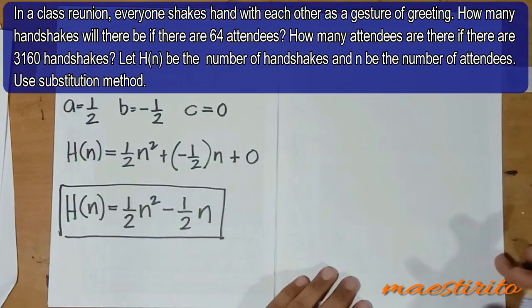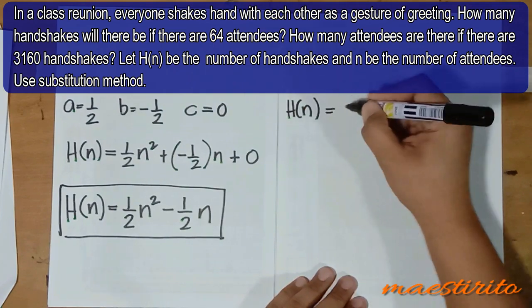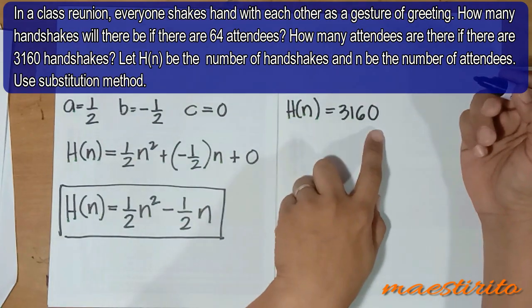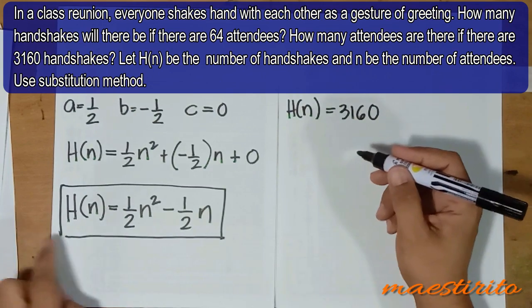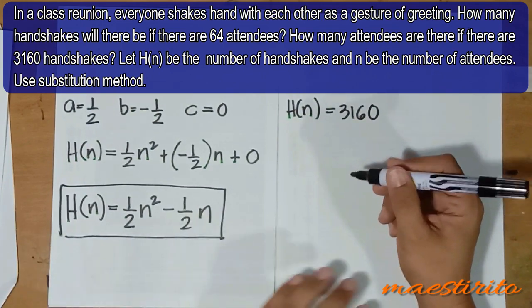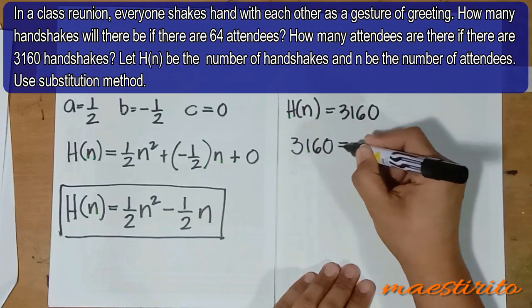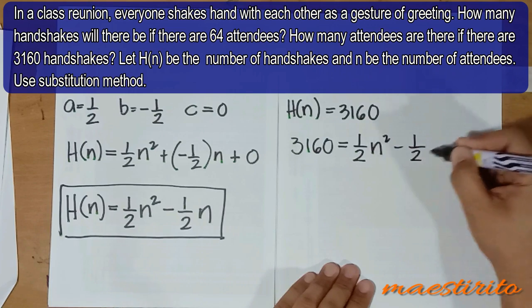So if the h of n is equal to 3,160, that means 3,160 handshakes. So how many attendees or persons will there be? Again, using this model here, your h of n is 3,160. That is equal to 1/2 n squared minus 1/2 n.